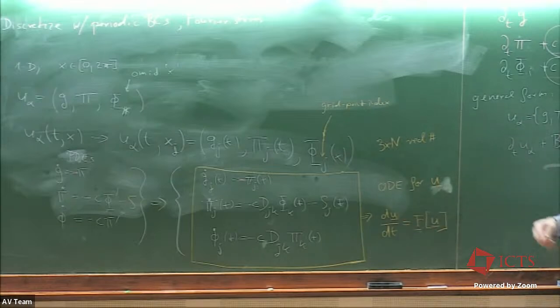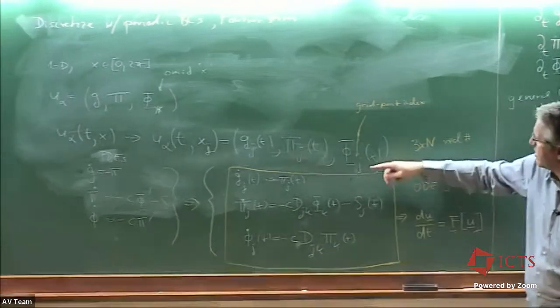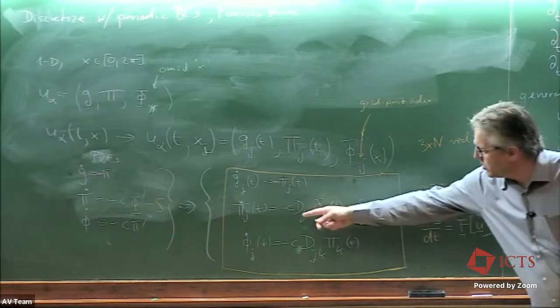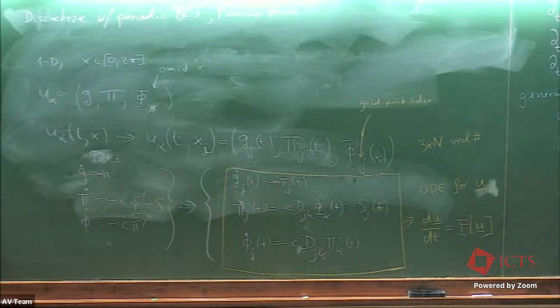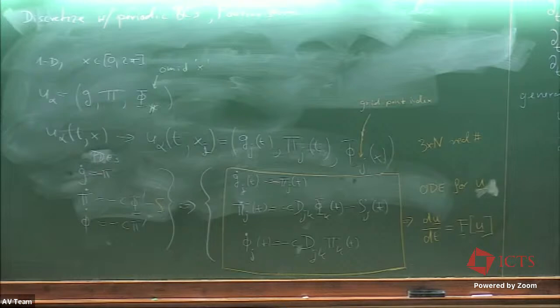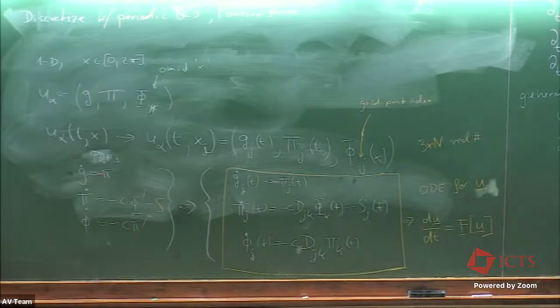Inside this u vector, we have n points corresponding to the g's. We have n points corresponding to the pi's. We have n points corresponding to the phi's. And all these are mixed up in the f on the right-hand side according to these equations here, including these derivative matrices. But overall, this is a set of ordinary differential equations for 3n unknowns. And so after discretizing space, throwing in these differentiation matrices, this is all we've done. We have our method of lines ordinary differential equations that we now need to solve forward in time.